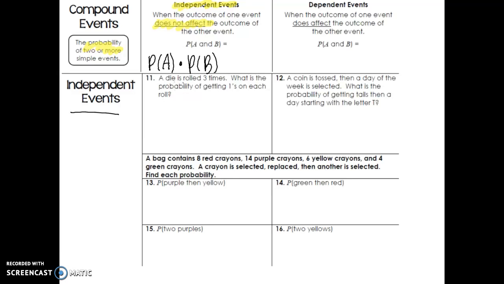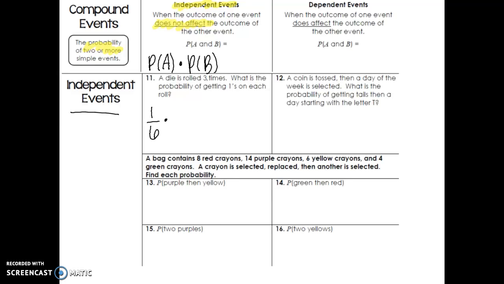So let's think about this a little bit more. So we have a die, and the chances of getting a 1 on a die is actually 1 out of 6, because there's 6 sides, there's only one 1 on there. So that's the first time. But we do have to multiply it by the probability of the second event, or the third, or the fourth, and so on and so forth, depending on how many times you are asked to do it.